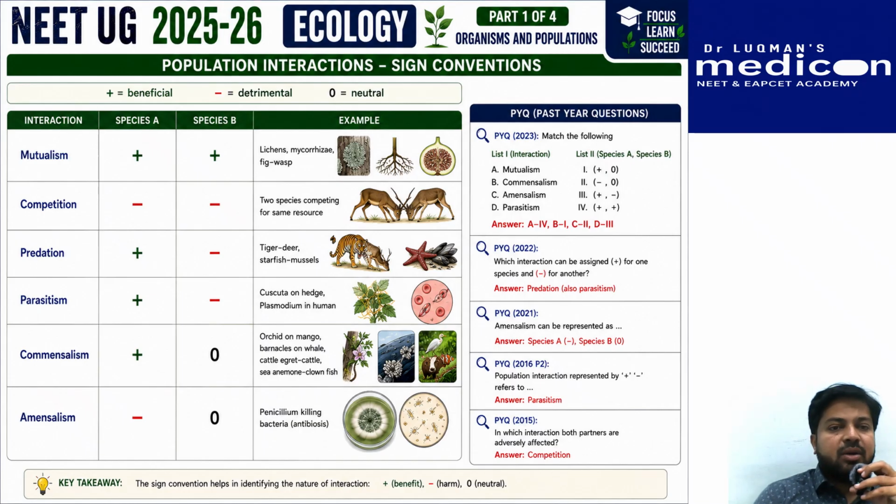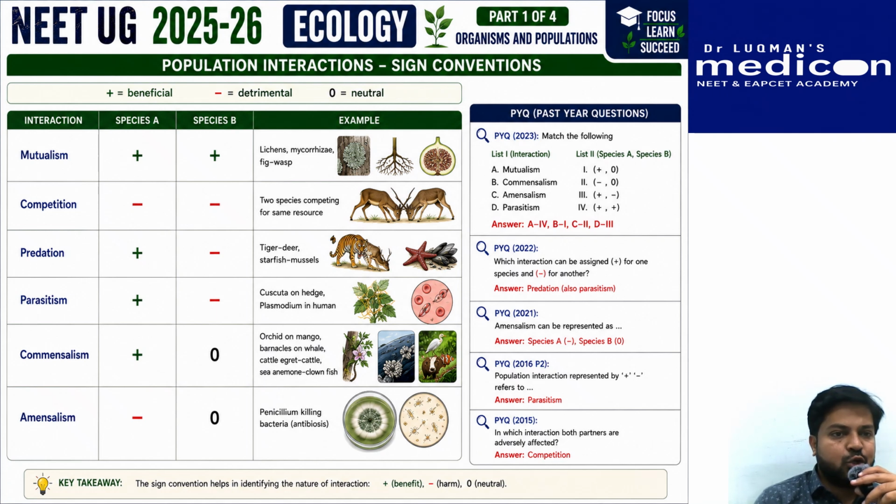Now let's study one more important topic, that is population interaction. How one species population is interacting with another depending upon their need, requirements and the situation. These questions not only come as statements, they also come along with sign conventions.